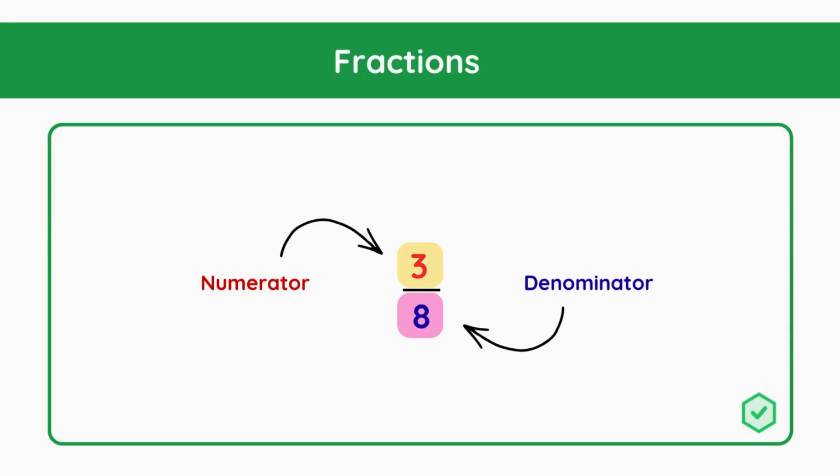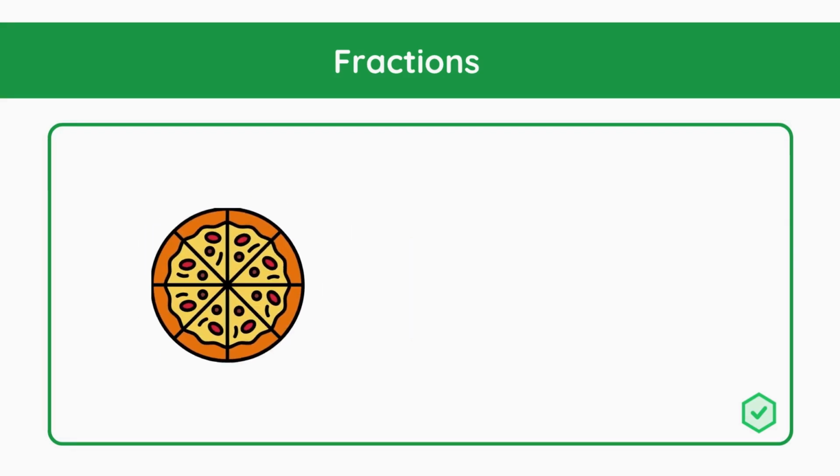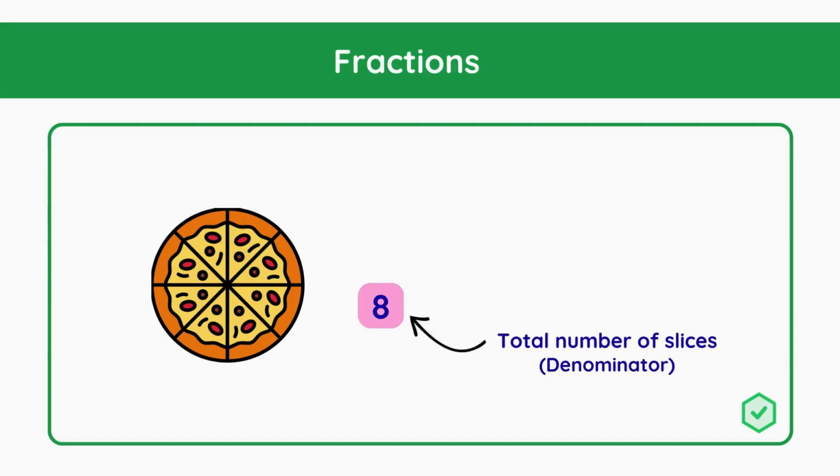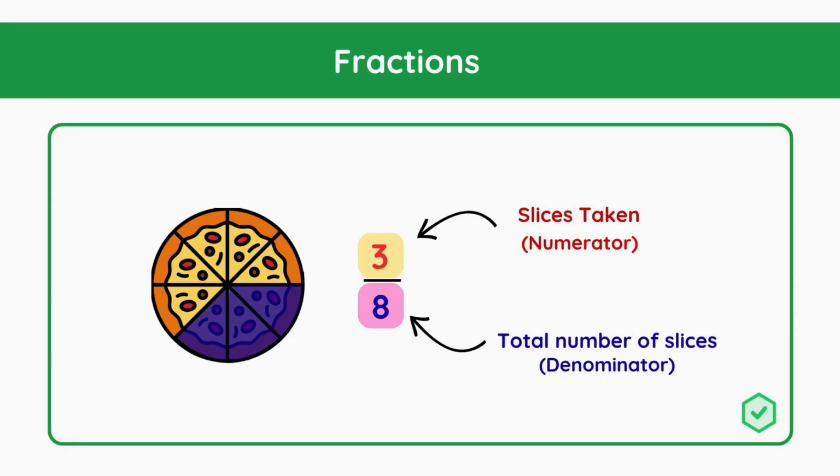Let's go back to the example of pizza that we discussed in the beginning of the video. The pizza was cut into 8 equal slices. That 8, the total number of slices, is the denominator, the bottom number. Now suppose you take 3 of those slices. That 3, how many you've actually got, is the numerator, the top number. So you've taken 3/8 of the pizza.